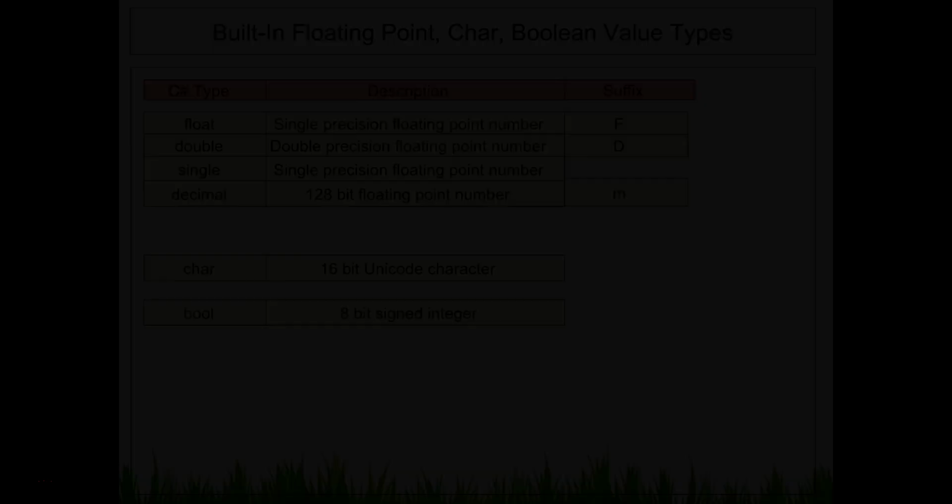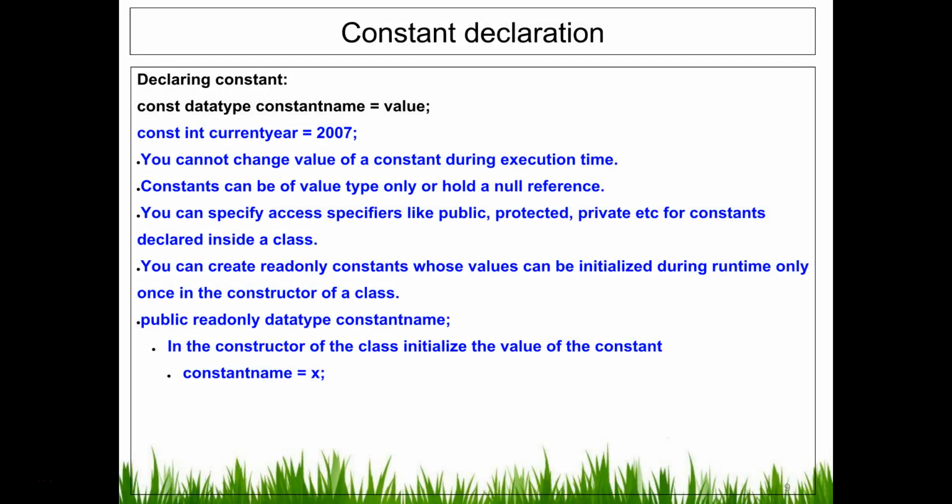Let's go ahead and find out how to use constants. As you know, in any programming language there are two basic constructs. One is constant, the other is variable. A constant is something whose value you cannot change once it's defined, and a variable is something whose value can be changed in the due course of the program based on the logic. So constant is something whose value you cannot change.